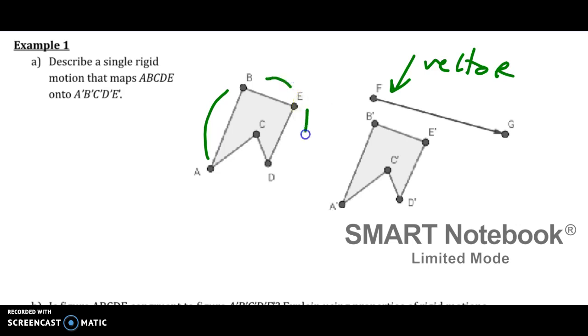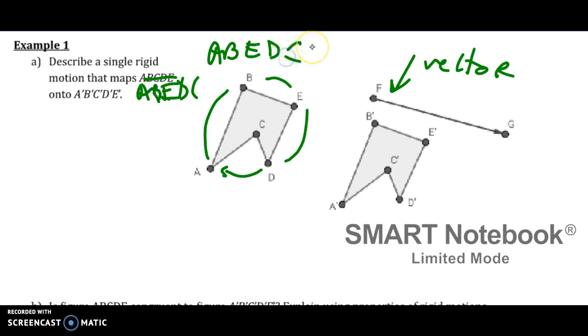Again, you can note that the order or the orientation has not changed. I guess this would be A, B, E, D, C onto A prime, B prime, E prime, D prime, C prime. Sorry, the order got a little messed up when I did the GeoGebra. So we can identify that a shift happened.